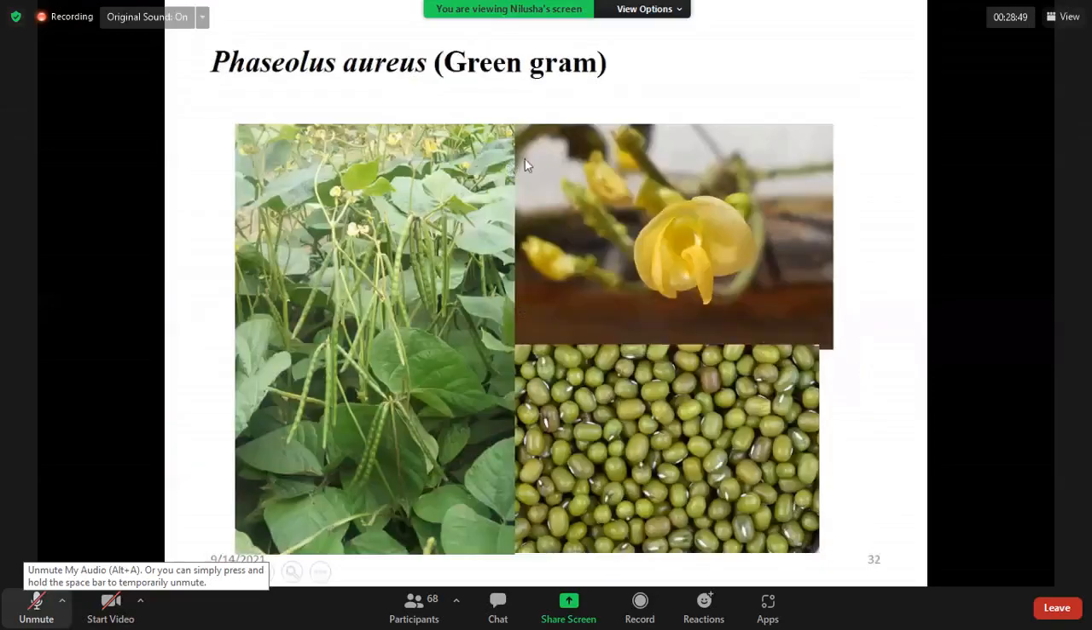Next one is the green gram. This one is green gram, that means we call it mung bean. Here are green pods. This is the seed, and this one is the flower. These examples will come in your spot examination, so you want to identify these.